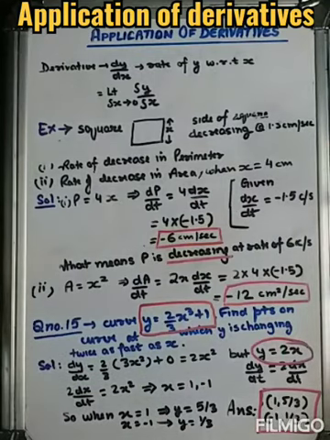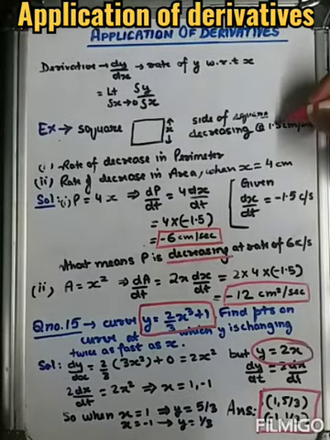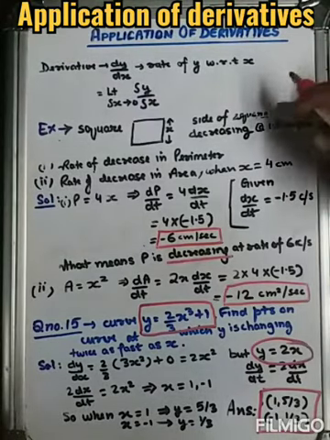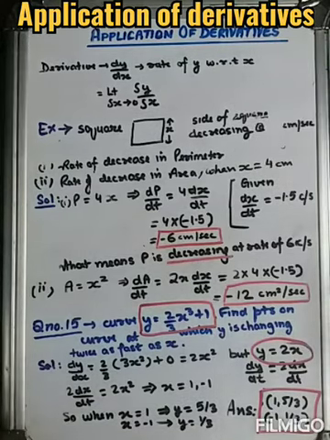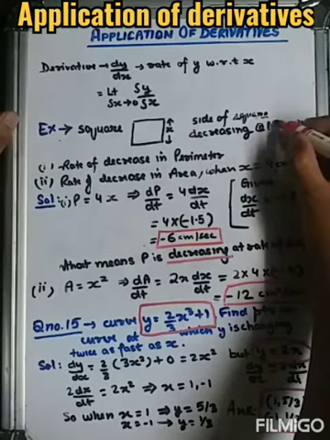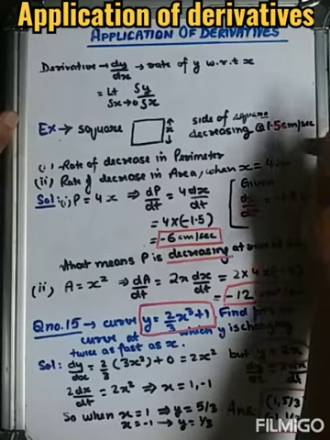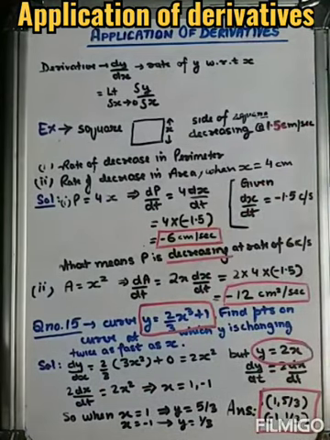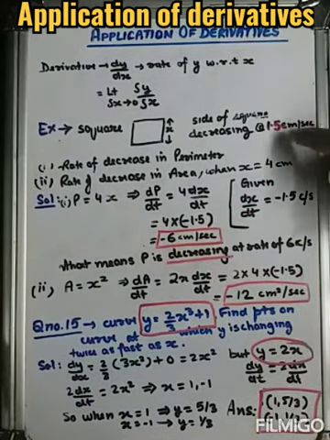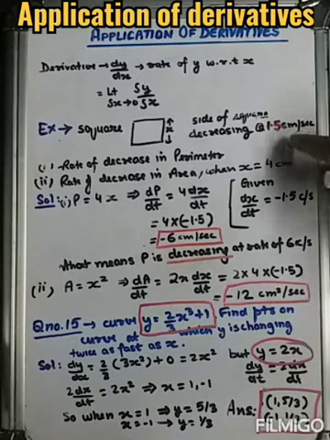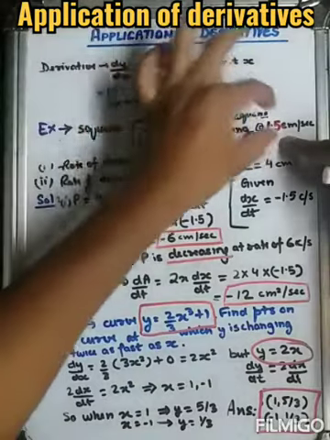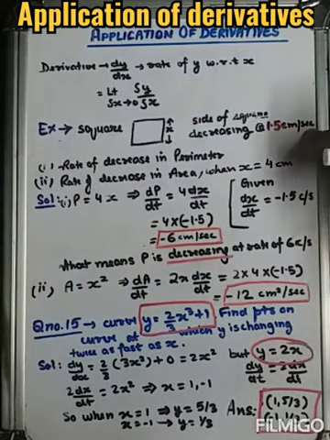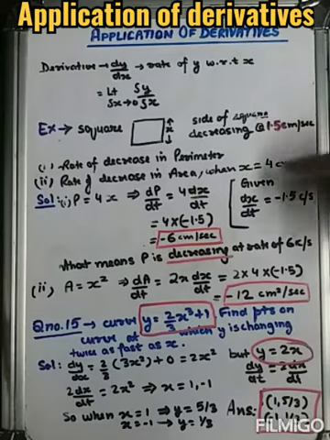Now you can see what is given here. What does this mean? This is 1.5 centimeter per second. What does 1.5 centimeter per second mean? Centimeter is the unit of side, any length. So this is x basically. X is decreasing at this rate. Rate means with respect to time. That is, dx by dt is given to you.